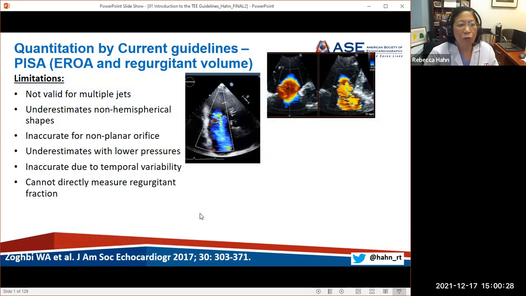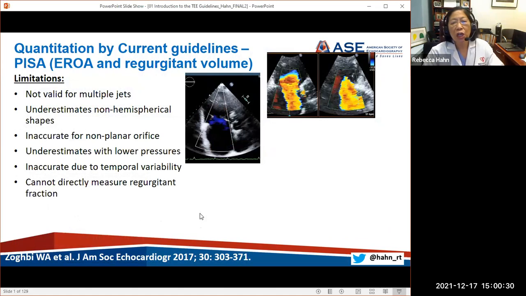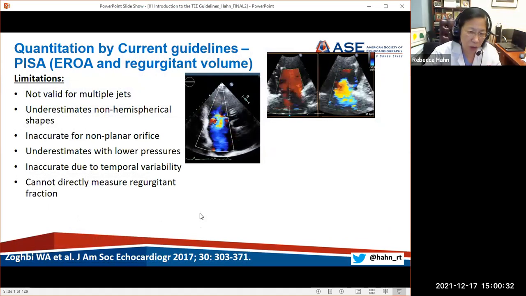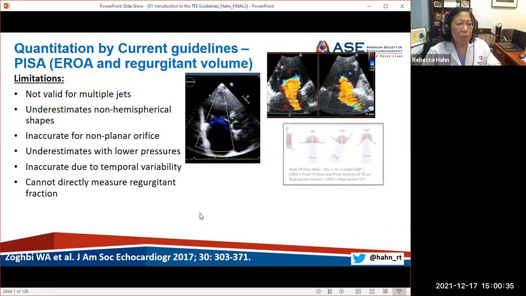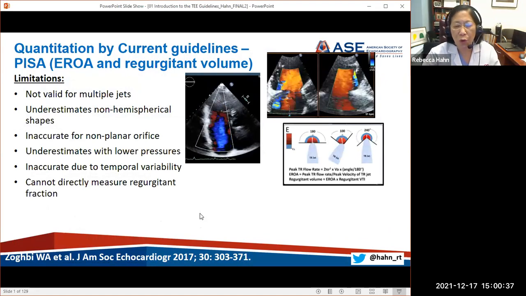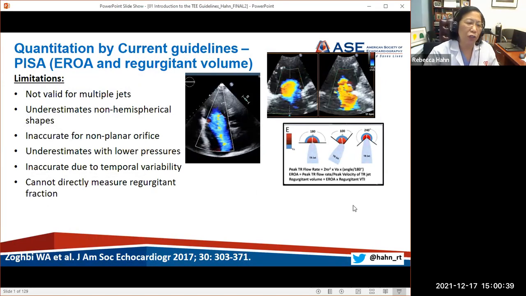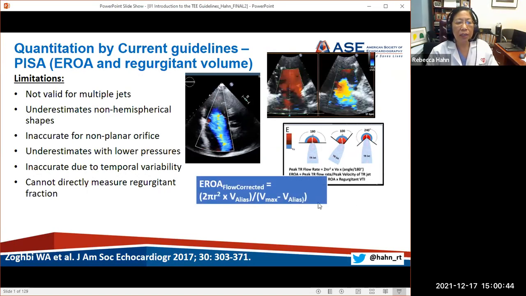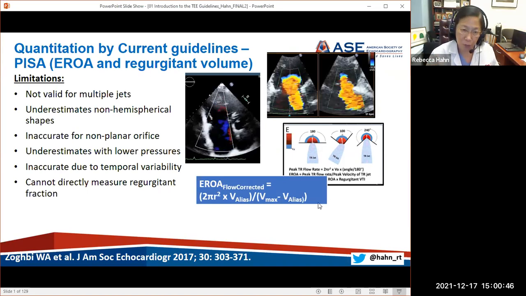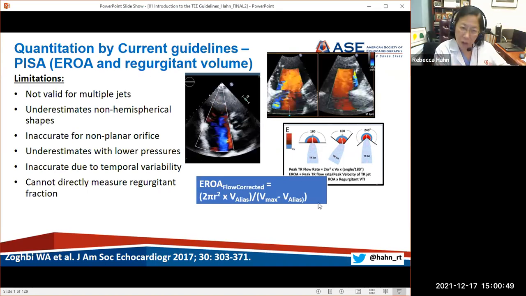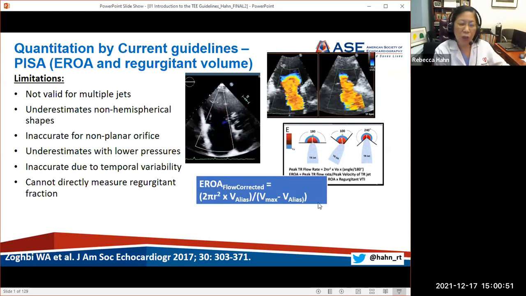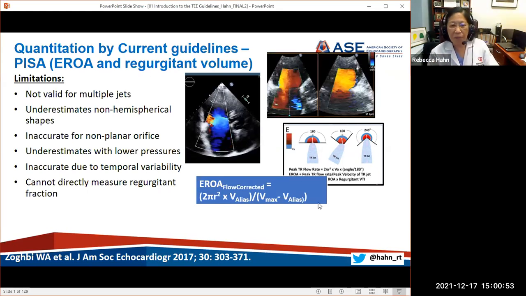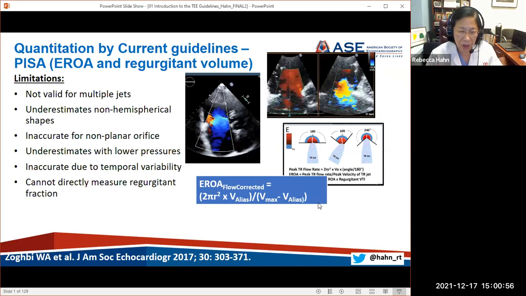So again, not validated to be used in multiple jets, underestimates in the setting of a hemispheric or elliptical orifice, not accurate for non-planar orifices, and an angle correction factor has been suggested. In addition, it's also not as accurate in the setting of low flow on the right heart side. So not just low flow low gradient, but I mean really the right heart in itself with lower pressures. And therefore there has also been a correction factor suggested for that.